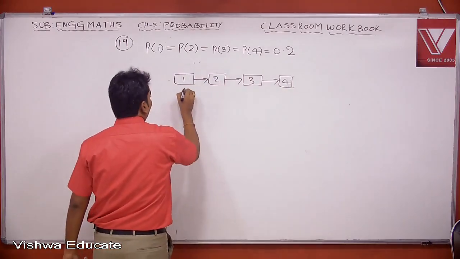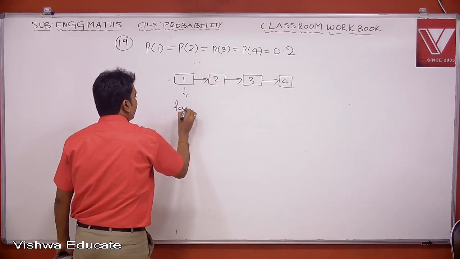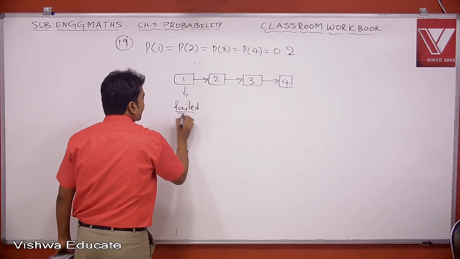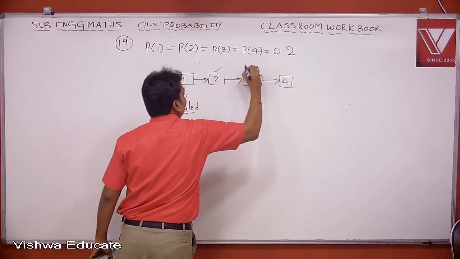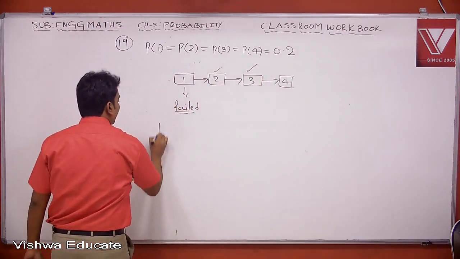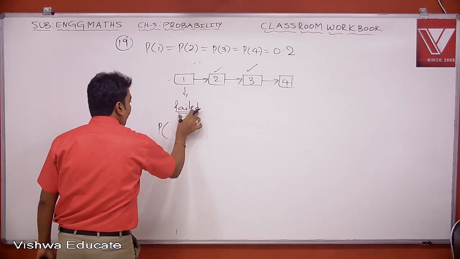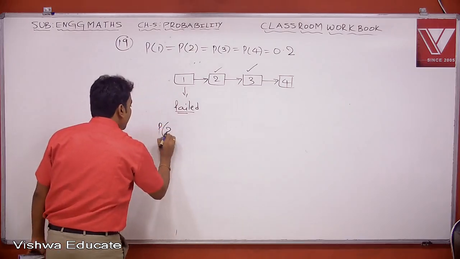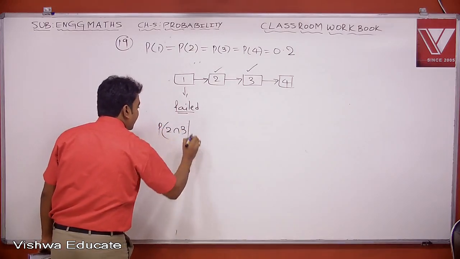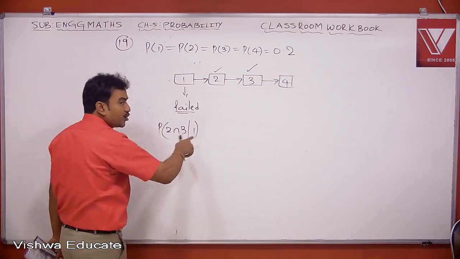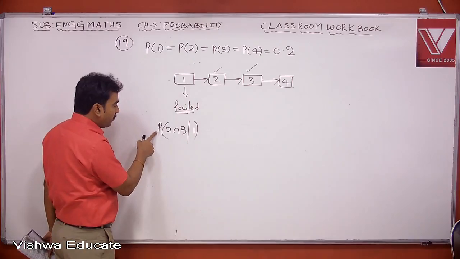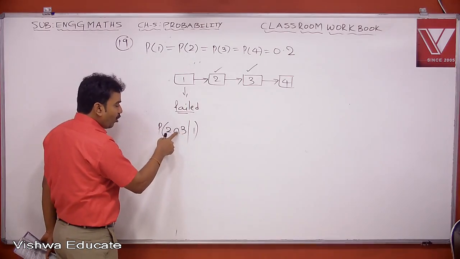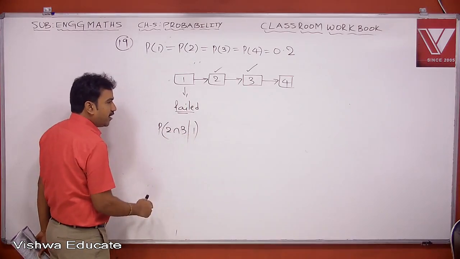So here, this gate has already failed. In that case, what is the probability that both the second and third gates will fail? That means it is a conditional probability. This is already failed, so the probability of failure of the second and third gates, that is P of 2 intersection 3 given 1. This is conditional probability: probability of failure of the second and third gates when gate 1 has already failed.